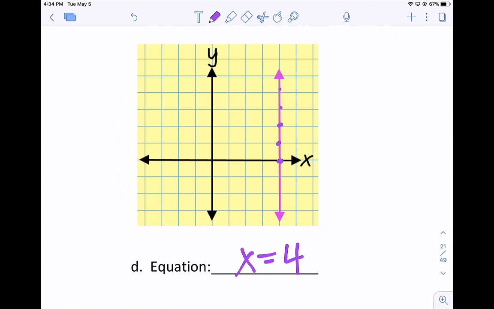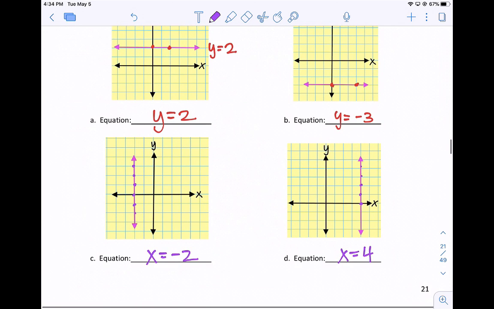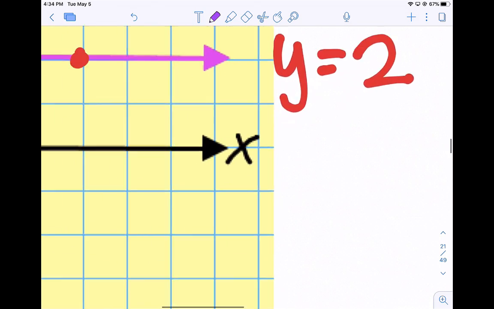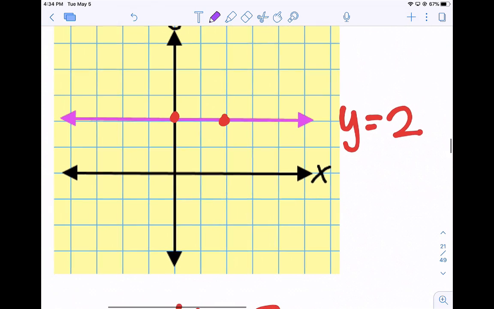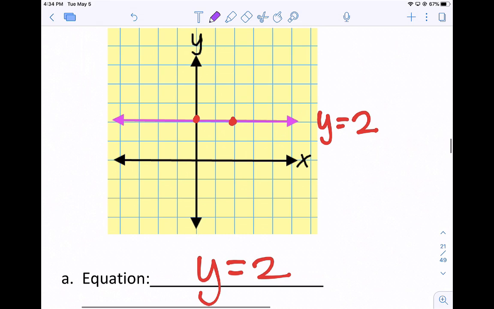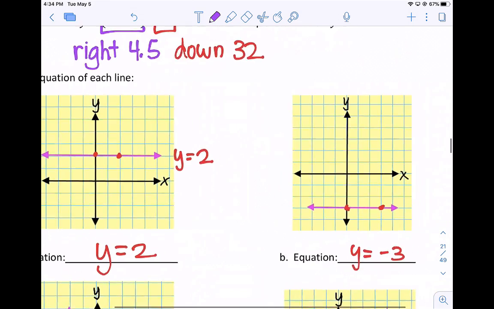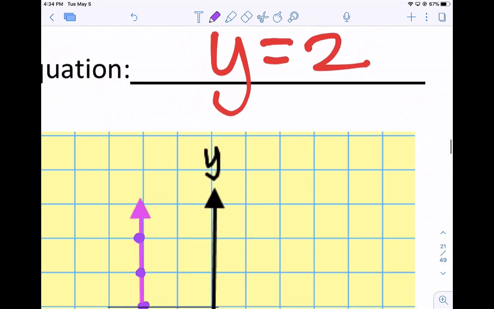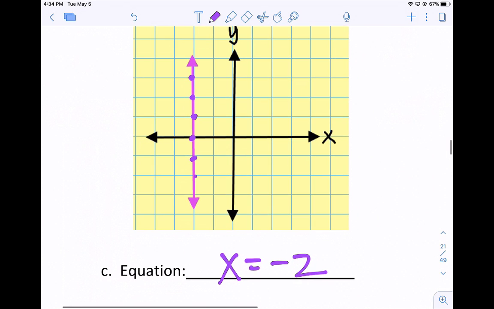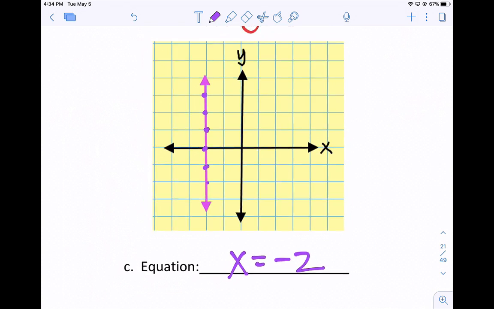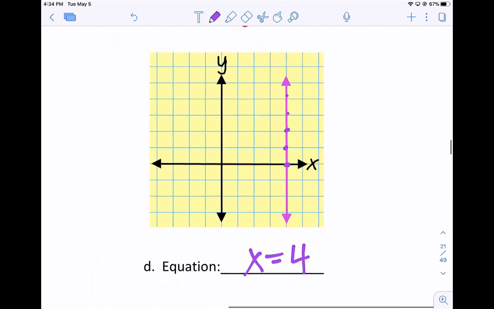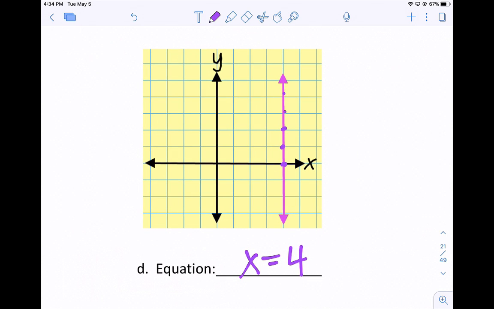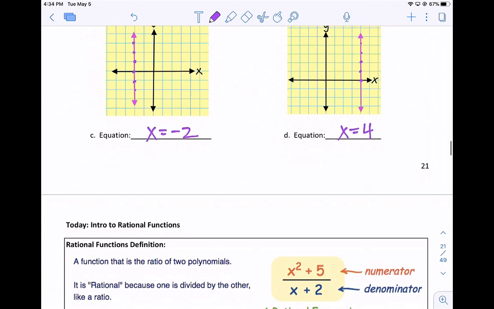So when writing equations of these horizontal and vertical lines, it's the opposite of what you think. If it's a horizontal line, we usually think the x-axis is horizontal, and it is. But if the line is horizontal, it's y equals. So this is y equals 2, y equals negative 3. If it's a vertical, again, we usually think the y-axis, but here all the x values are negative 2, so x equals negative 2. And in our last vertical line here, all the x values on this line are 4. Doesn't matter what the y value is. So we have x equals 4.